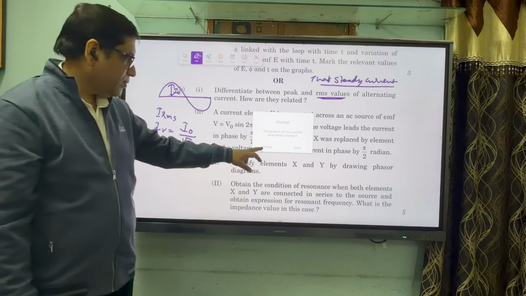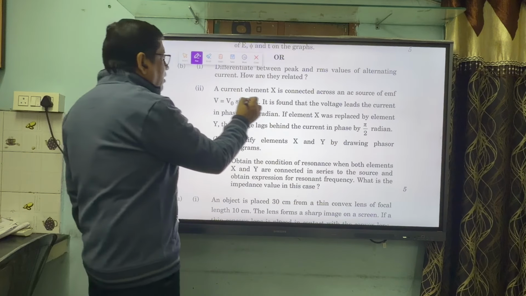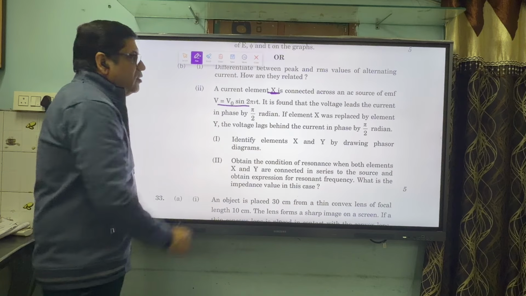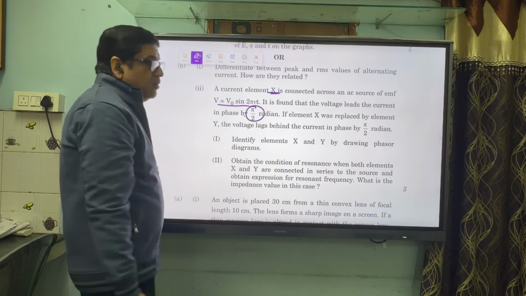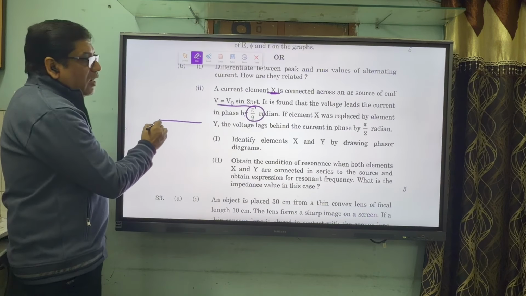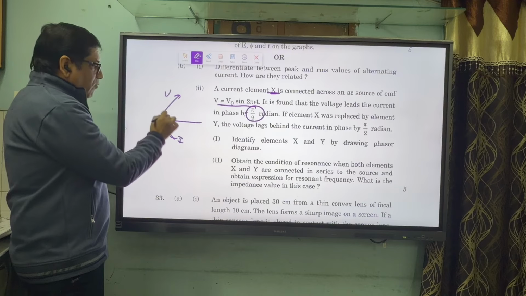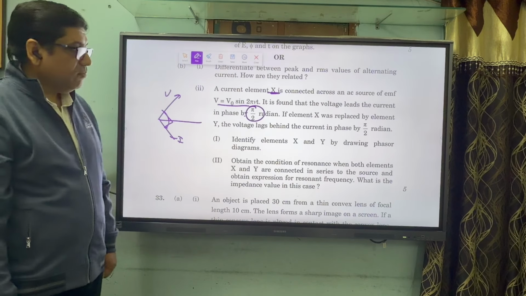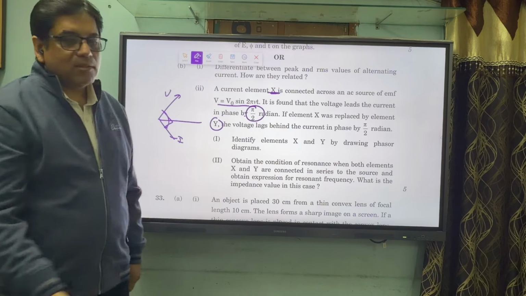Next question. Unknown element X is connected across an AC EMF. It is found that voltage leads current by pi by 2. That means अगर हमारे पास voltage ऐसे है तो current ऐसे है. Voltage current से 90 degree आगे चले. Now X is replaced by another element Y, and now voltage lags.